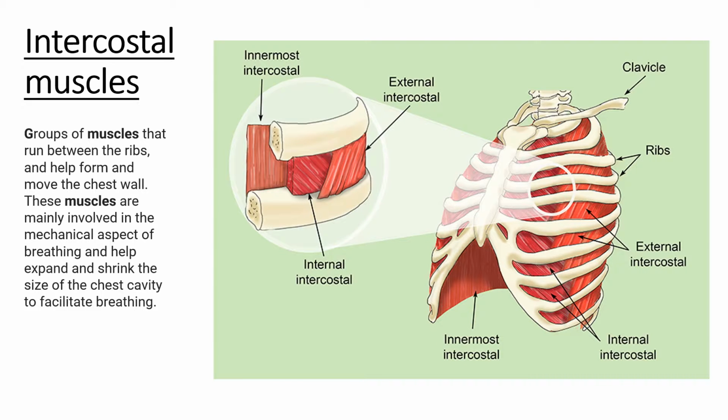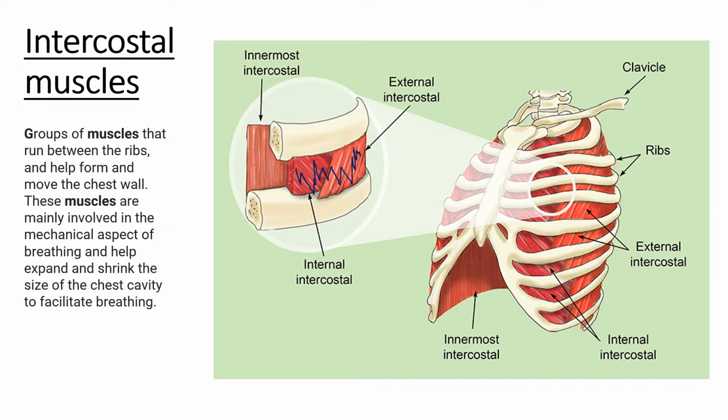Intercostals. These are the muscles that are in between the rib cage. You see, of course, the ribs, and the muscles here are actually in between the ribs. They are a group of muscles that run between the ribs and help them move the chest wall. These muscles are mainly involved in the mechanical aspects of breathing and help expand and shrink the size of the chest cavity to facilitate breathing. Obviously, that's very important. There are a lot of muscles that play a role in the breathing process.